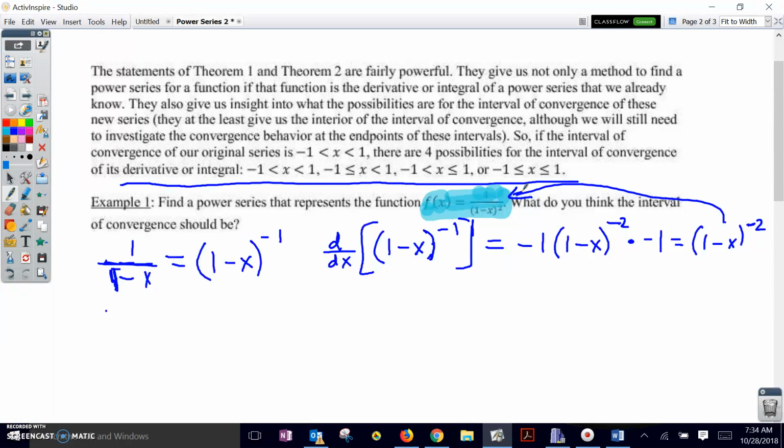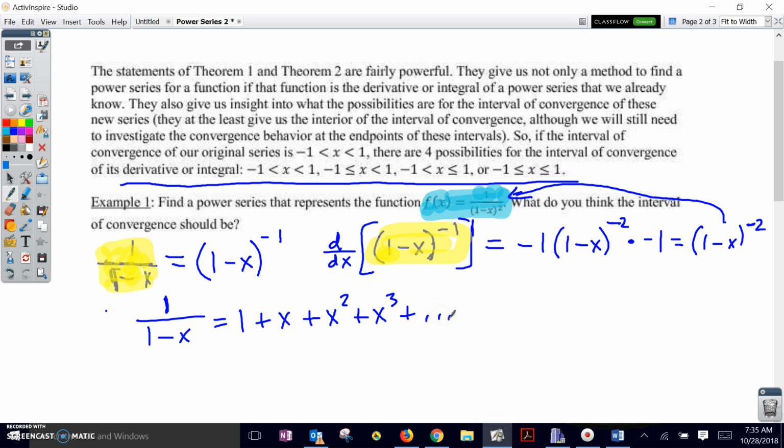So in order to find the series for this particular function, all I need to do is take the series that I already know for 1 over 1 minus x, and take the derivative of it term by term, and that's going to give me the series for 1 over the quantity 1 minus x quantity squared. So the series for 1 over 1 minus x is 1 plus x plus x squared plus x to the third, all the way up to x to the n, and so on and so forth.